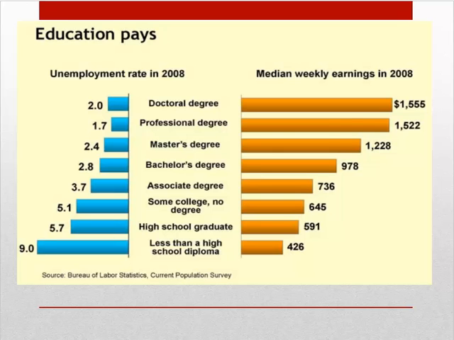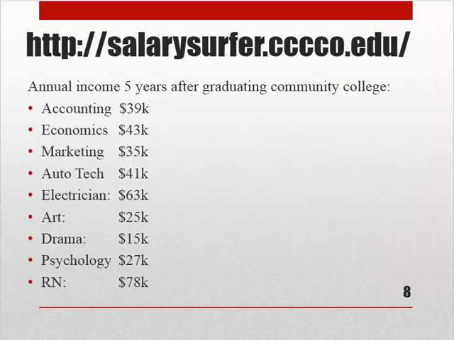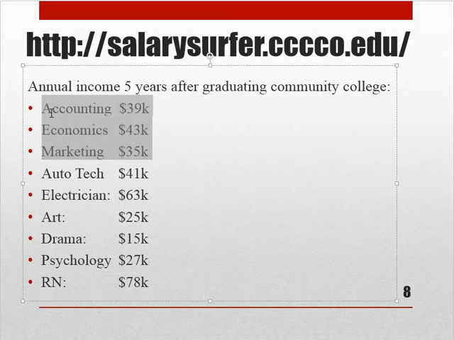What I do want to focus on, because pretty much everybody probably knows that, is there's a lot of diversity hidden in those numbers. So the community college system has this nice little website, salarysurfer.cccco.edu, up at the top. And it looks at what your income is by major. So this is, what are people's incomes 5 years after graduating community college? And even within things that would broadly be counted as business, accounting, economics, marketing, you can see there's a significant spread in the amount of money that people make.